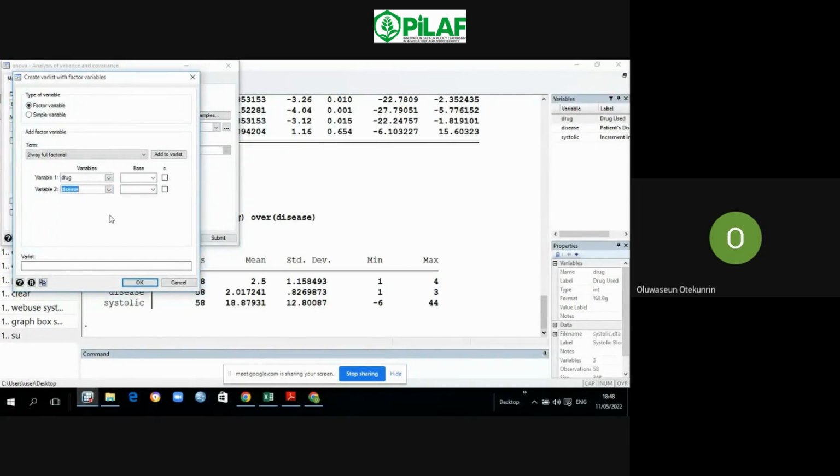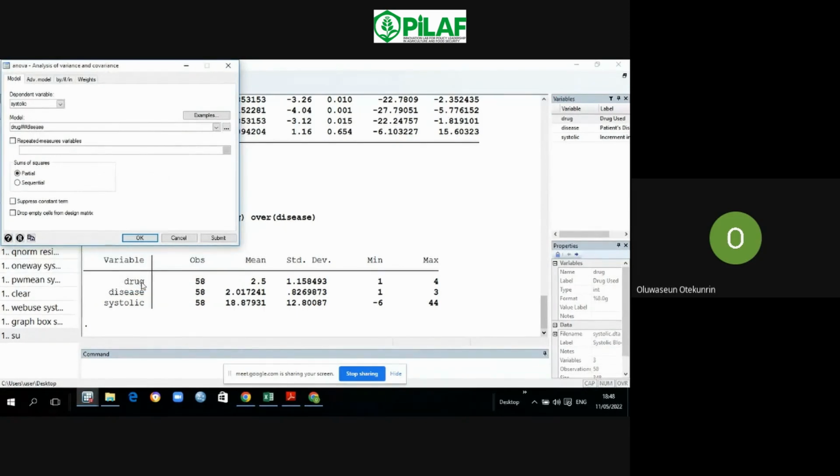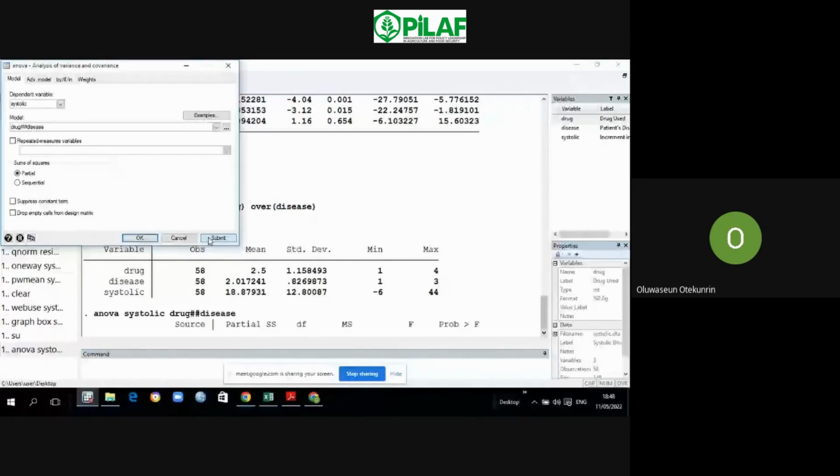Variable 2 is disease. Then click add to variable list, then okay. When you do that, you return to the previous window and you see that under model now there is drug # disease. Sum of squares is still partial. So you click submit.